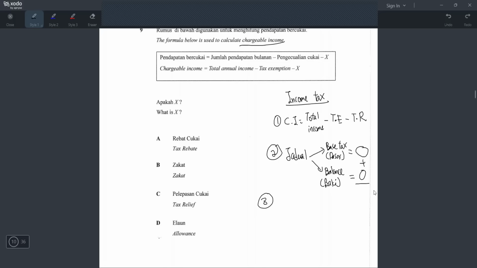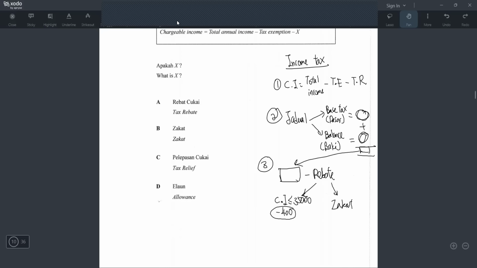Okay. After you add these two, you will get a new value, right? And then now the third step is to take this value minus the rebate. Okay, and you need to file. There are 2 types of rebate. The first type of rebate is when your chargeable income is less than or equal to 35,000, then you are eligible for the rebate of 400. And then another type of rebate is called the zakat lah. And after you take your cukai dasar, tambah cukai baki, tolak dengan rebate, then you are finished already. Then you can get your income tax, right?